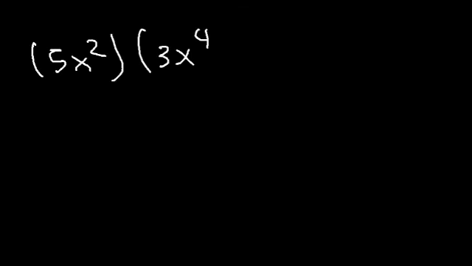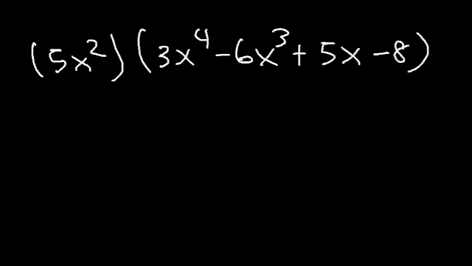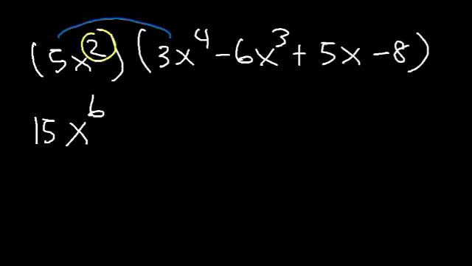So now it's your turn. Try this. 5x squared times 3x to the fourth power minus 6x cubed plus 5x minus 8. So let's distribute the 5x squared. 5x squared times 3x to the fourth. 5 times 3 is 15. X squared times x to the fourth is x to the sixth. You need to add 2 and 4. 2 plus 4 is 6.